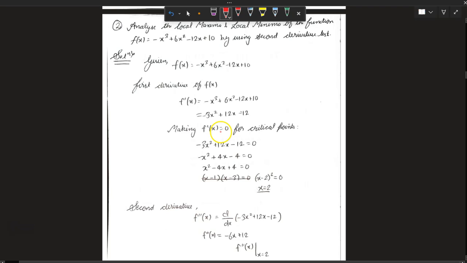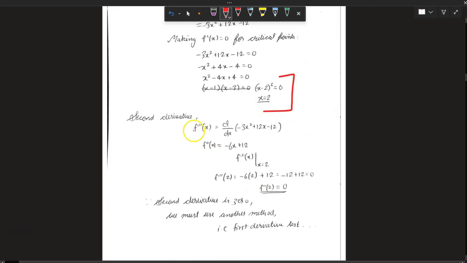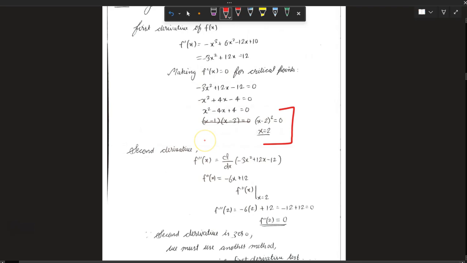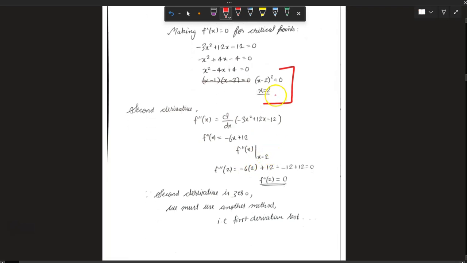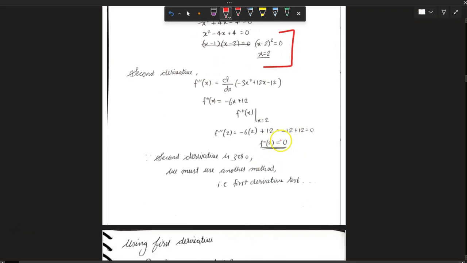Making f dash x equal to 0 for critical point. Find the critical point out here. You will get x equal to 2. Now second derivative of f dash x. So f dash x, if you differentiate one more time, you will get minus 6x plus 12. Okay, now put x equal to 2 over here. You will get f double dash 2 is equal to 0.